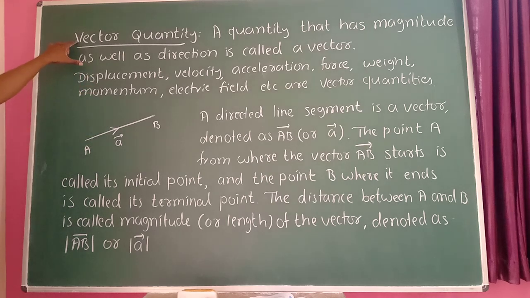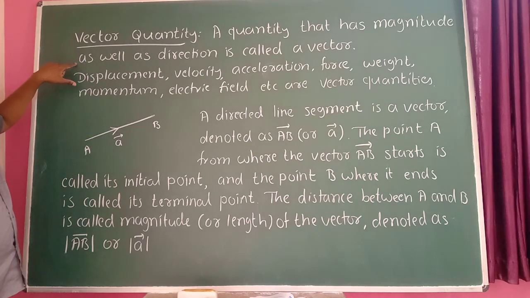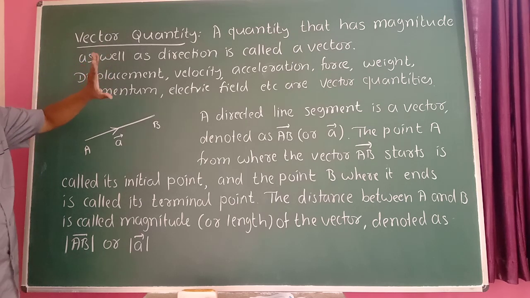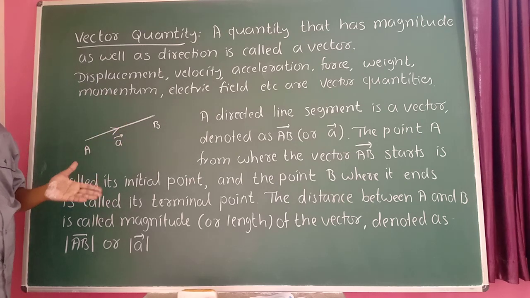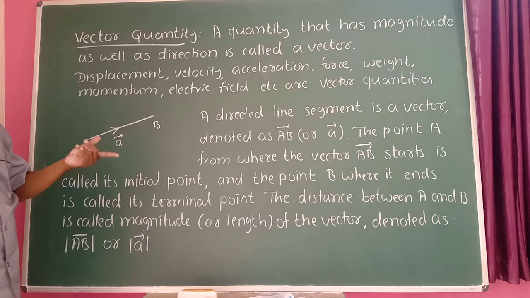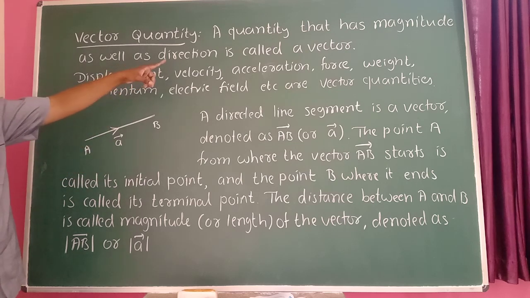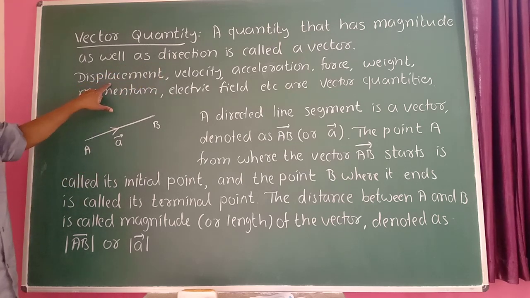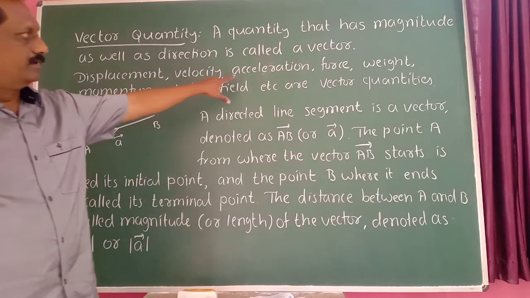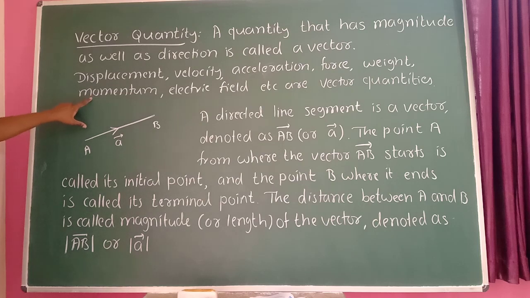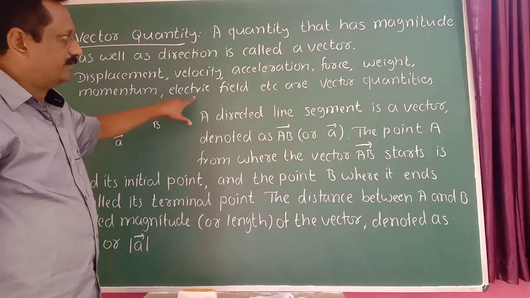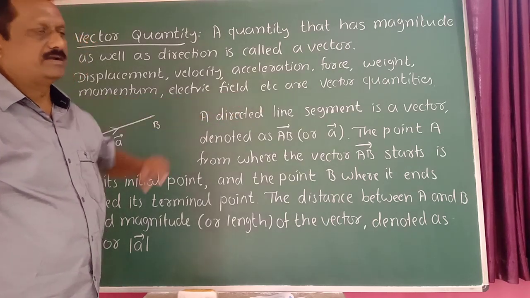Next, vector quantity. A quantity that has a magnitude as well as a direction is called a vector. If a quantity has only magnitude, then it is a scalar. A quantity having a magnitude as well as a direction is called a vector quantity. So displacement, velocity, acceleration, force, weight, momentum, electric field, etc. are the vector quantities.